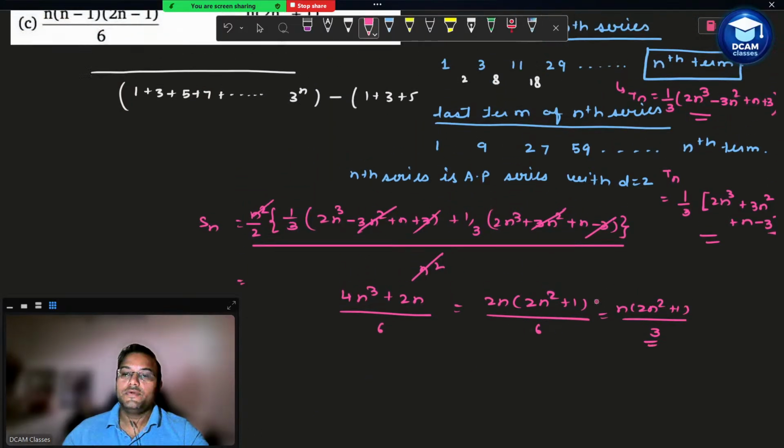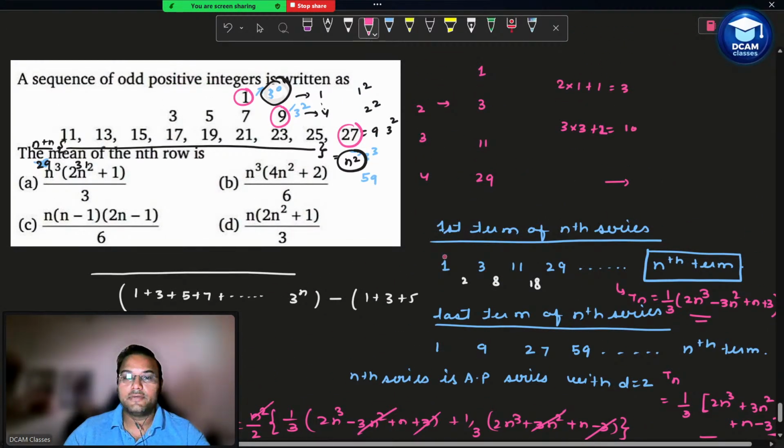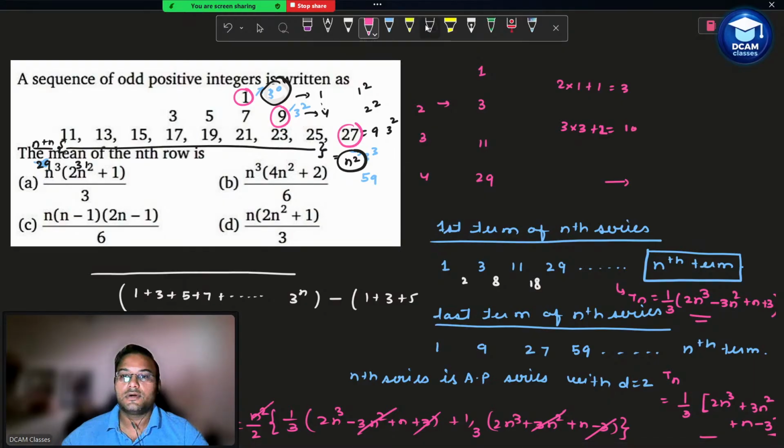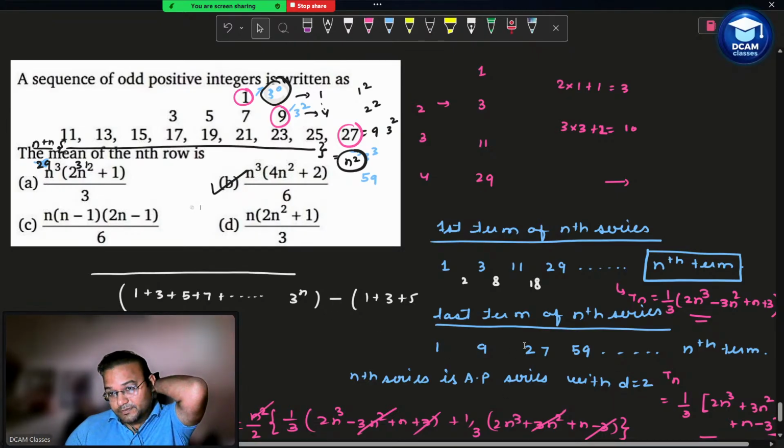Even though we have got the answer, in reality, practically, we won't be able to solve it because we don't know how to find out the nth term for this particular series. This is not an AP, this is not a GP, this is not an HGP also.